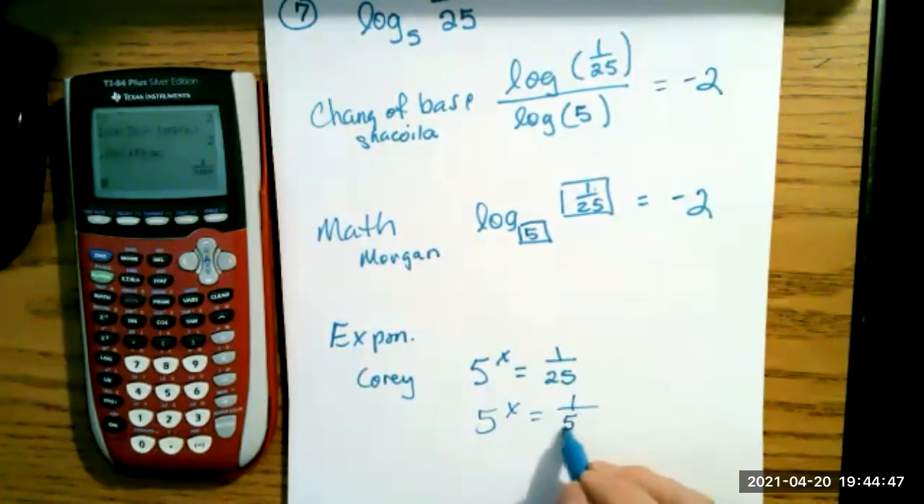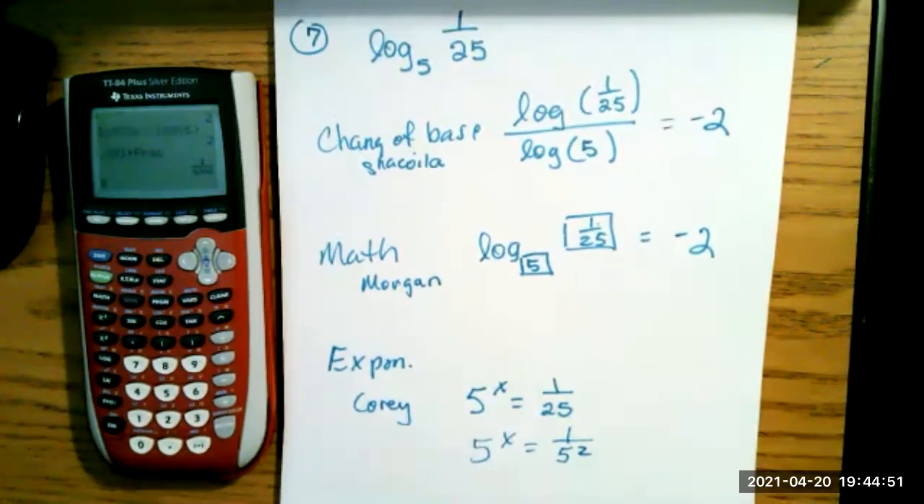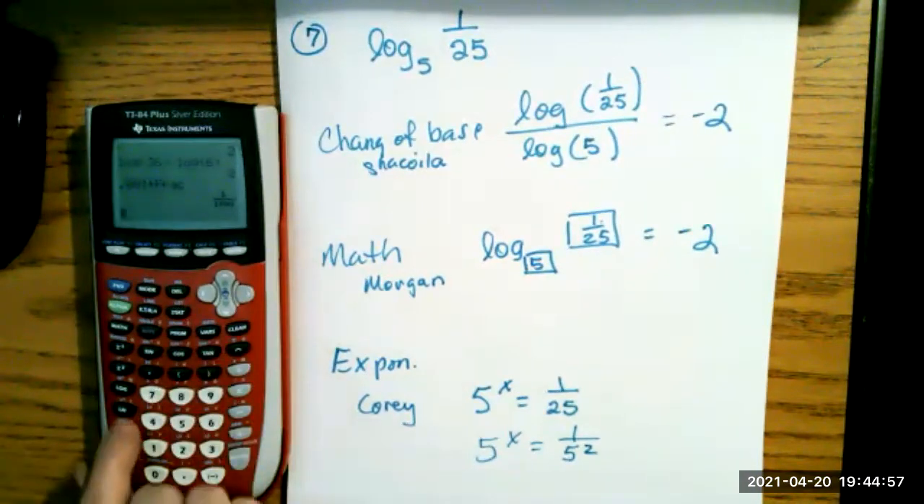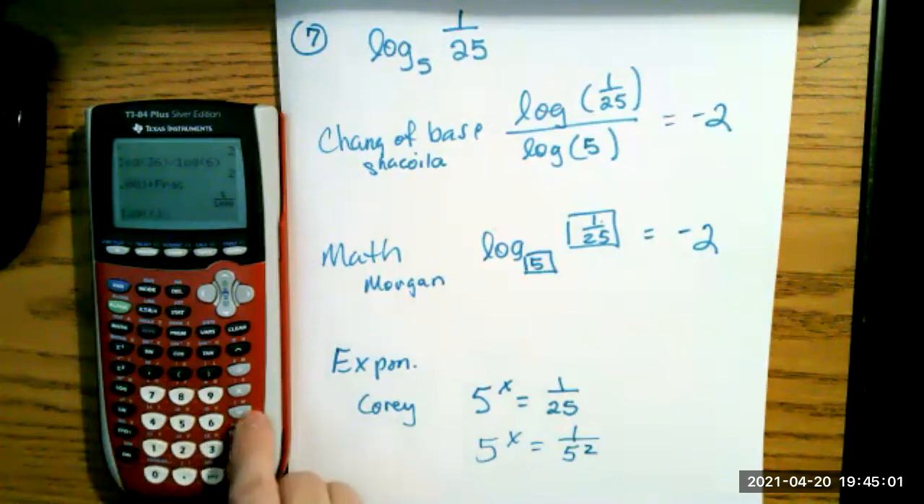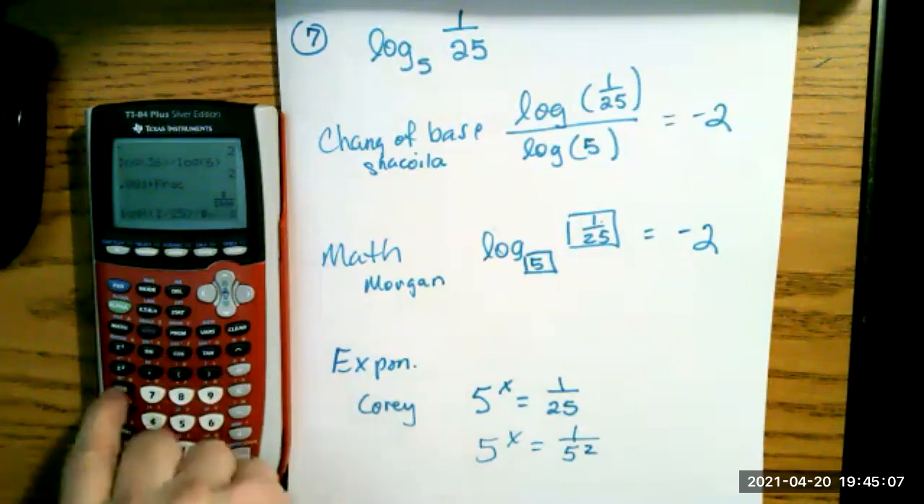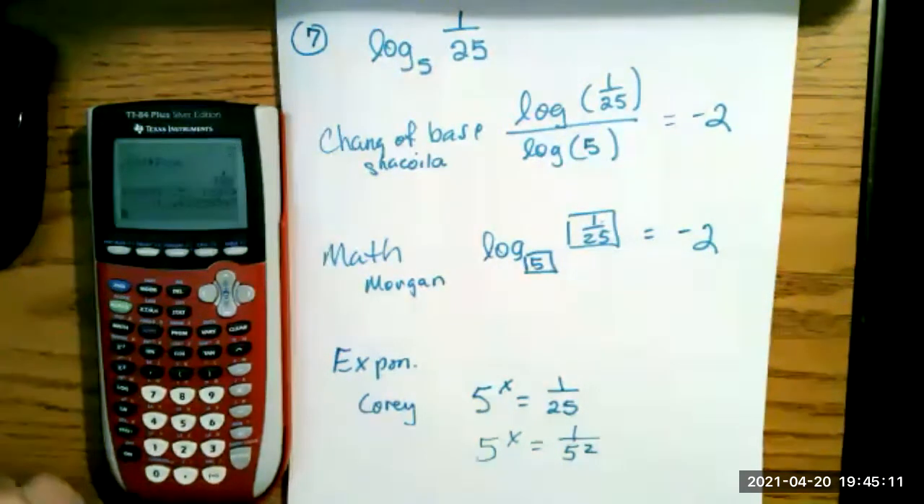How did you get that one? Because when I did that one, I keep getting -0.5. I used the log key, and then I put 1/25. I put 1 divided by 25, close parentheses, and then divided by log key again, 5, and close parentheses, and then enter.